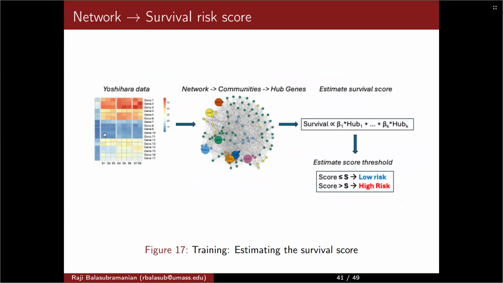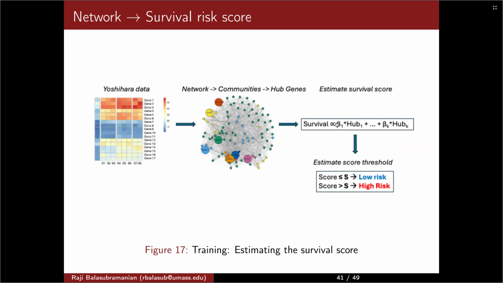We take our Yoshihara data set, we calculate our network using SpiderLearner, and then we take our network and identify communities within our network, and within each community, we figure out which gene is operating like a hub, which gene has the most connections to everything else in that community. So then, instead of all the 126, we focus on just the hub nodes, and then create a survival score by fitting a model to our training data set.